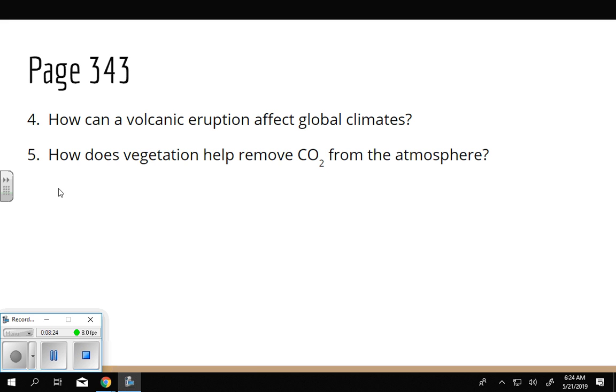Page 343. How can a volcanic eruption affect global climates? How does vegetation help remove CO2 from the atmosphere? Plate tectonics and volcanic activity. The movements of continental plates over millions of years can affect climate.